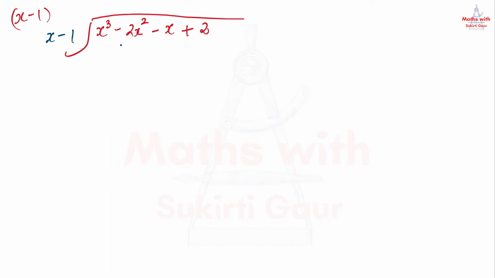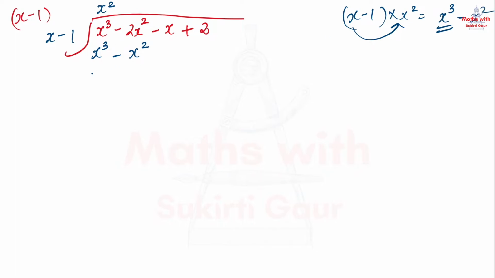So what are we going to do? How do we do long division? We will first focus on the first term, that is x cube. I'll be taking here x square, so that x minus 1 into x square will give us x into x square as x cube. So first this thing needs to be vanished. Now x minus 1 into x square will give us x cube. Also, minus 1 into x square will give us minus x square, right? Here, minus x square.